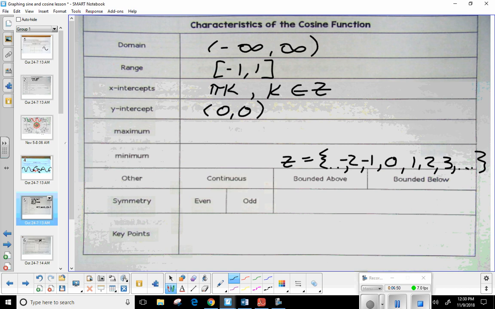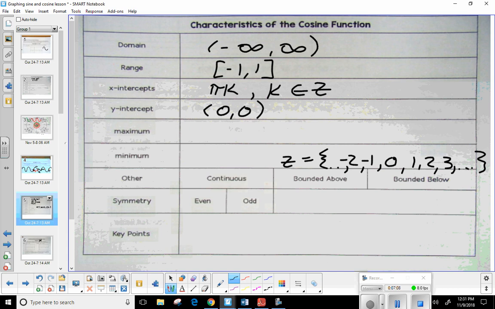Like pi times 0 would give me the 0. Pi times 1, pi times 2, pi times 3. And to go in the other direction, pi times -1, that would just push me left. Is everybody okay with that? Okay. All right. Well, let's do the same thing for the maximums.